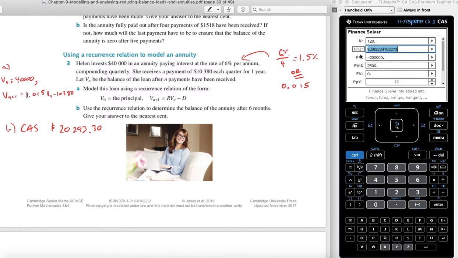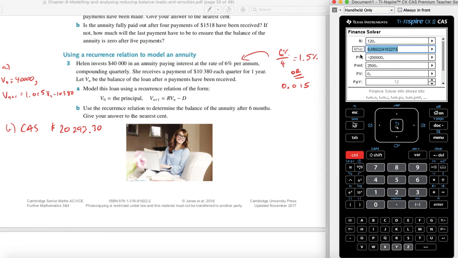V_(n+1) equals, remember, 1 at the front of it, 0.015. That's the interest rate we got. V_n minus the payment she's going to receive, $10,380. Use a recurrence relation to determine the balance of the annuity after 6 months. Give your answer to the nearest cent.